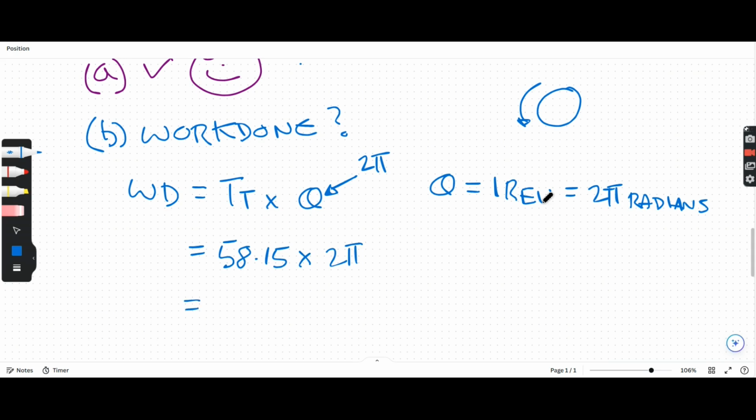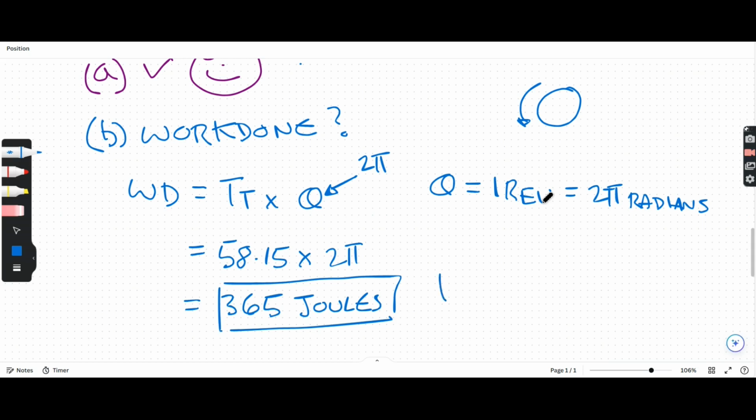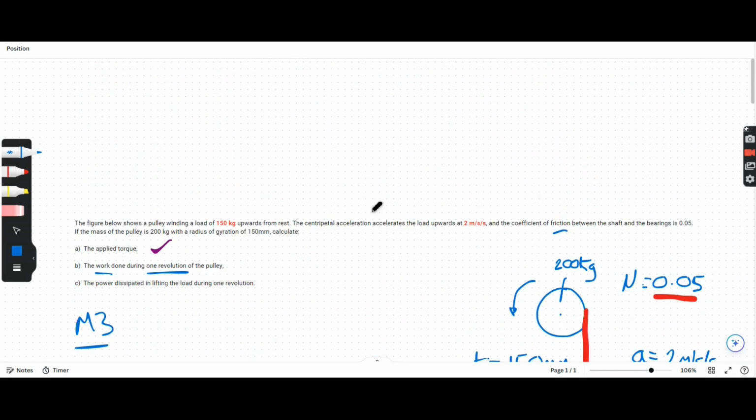That gives me something like 365 joules. That is the work done. That's it. Shock horror, easy peasy. That's part B. The total torque was the hardest bit, so work done is quite easy. That's how much energy we need if we were trying to make this thing move. If you had a motor or something, you'd have to put in 365 joules. So that's part B, nice and easy.